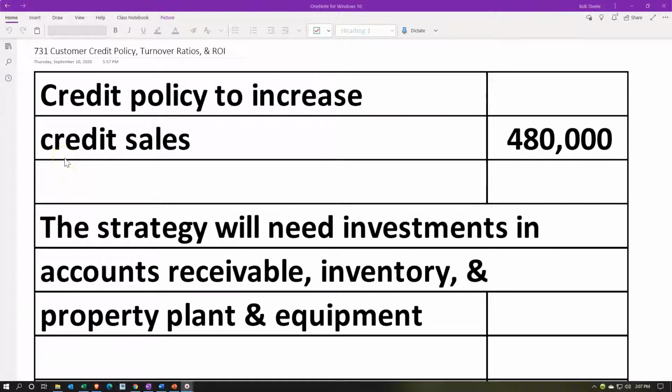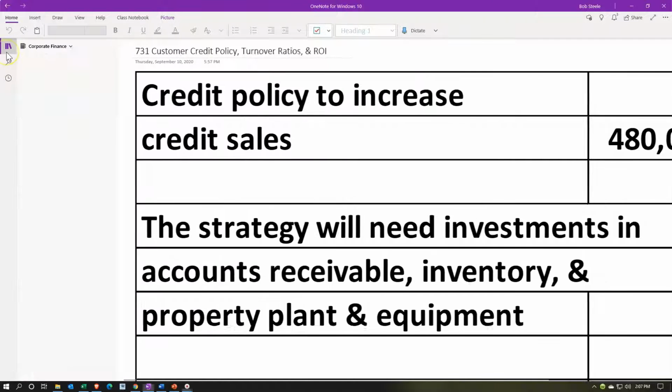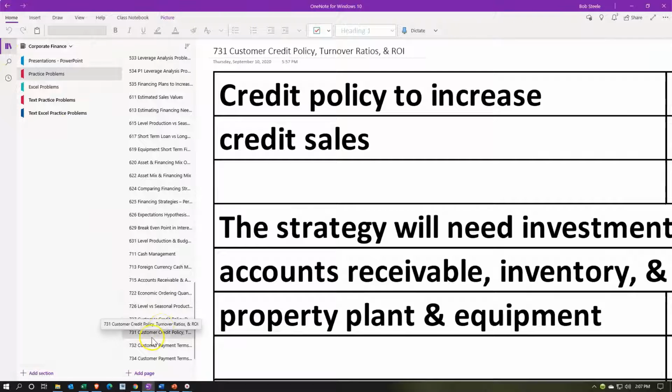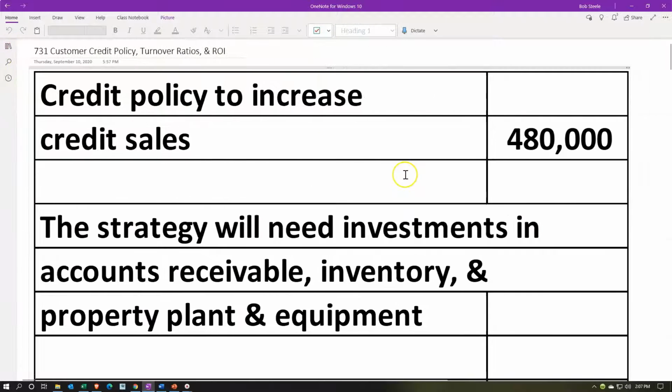Here we are in OneNote. If you would like to follow along in OneNote, you're not required to do so, but if you have access to it and would like to, we are in the 731 Customer Credit Policy, Turnover Ratios, and ROI tab in the Practice Problems section. Closing this back out, we're going to go through the information for the problem up top, then we'll have a smaller component of the information that we will use to work through the practice problem.